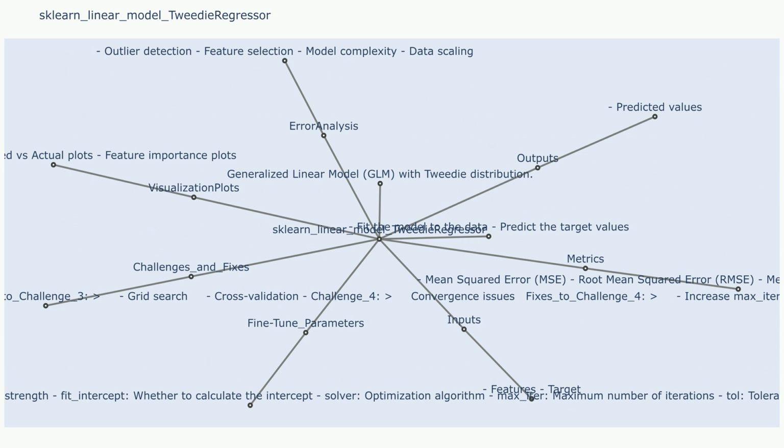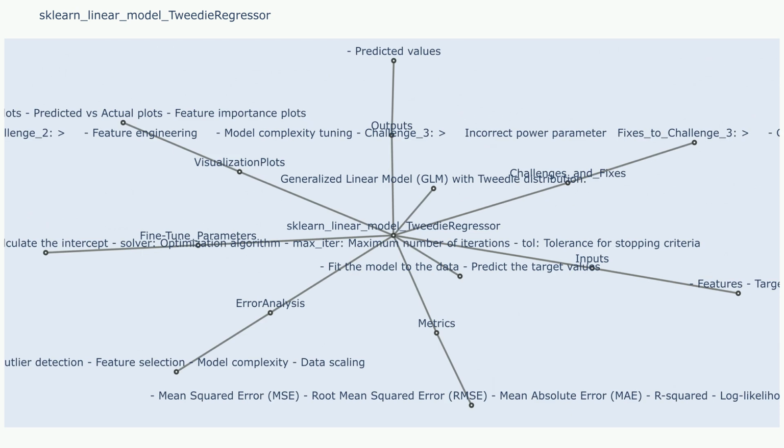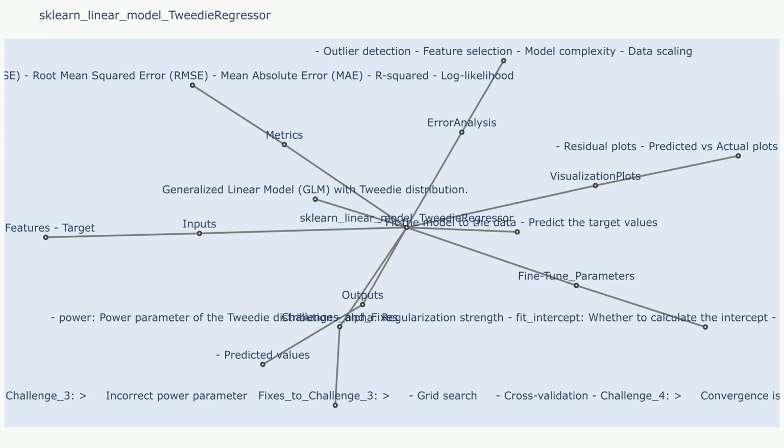Fine-tune parameters. Power controls the shape of the Tweedie distribution. The default value is 1.0, representing the Poisson distribution. Other values can be used to model different types of count data. Alpha, the regularization strength. A higher value increases the regularization effect, which can help prevent overfitting. Fit intercept specifies whether to include an intercept term in the model. The default value is true. Solver specifies the optimization algorithm used to estimate the model parameters.